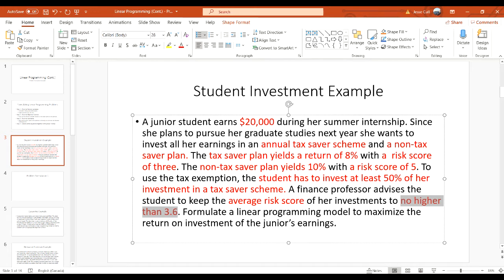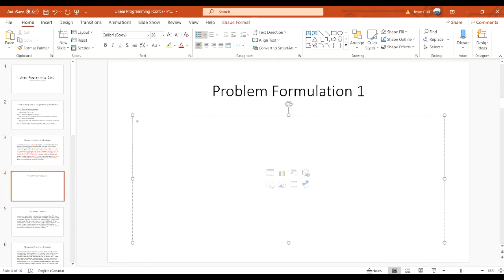We know now we're deciding between two different things. We're not deciding on risk. That's not our key decision. We're not even deciding on return. That's not our key decision. Instead, we're deciding between annual tax saver and non-tax saver. So tax saver equal to X1, non-tax saver equal to X2. So now we have our decision variables.